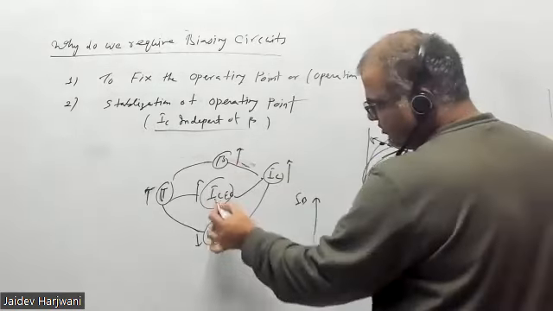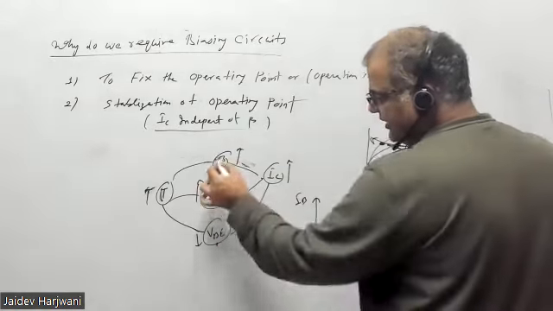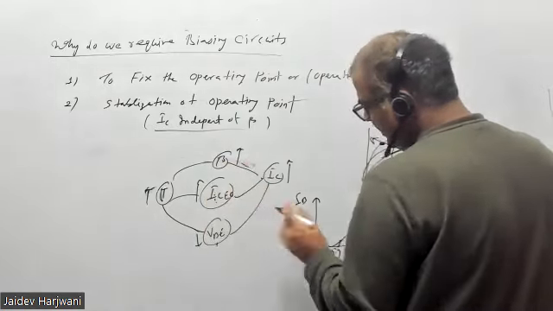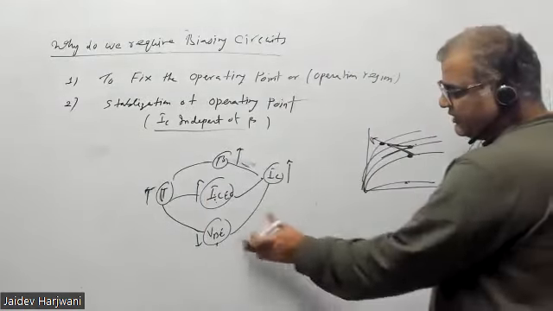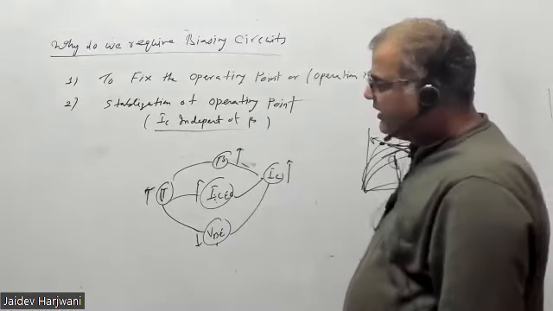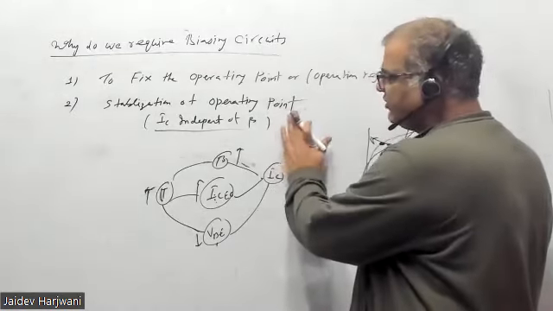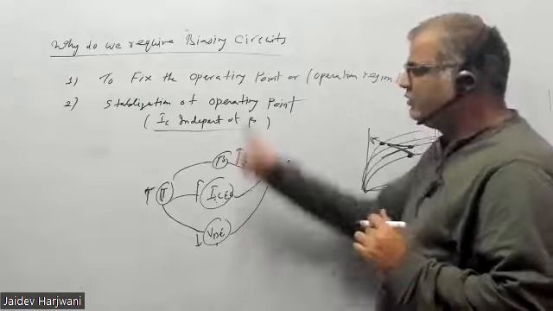So these are three factors which are temperature dependent: beta, ICO, VBE. Because of these three factors, your IC will change and the operating point will shift. So we want to stabilize this thing. These are two important points.